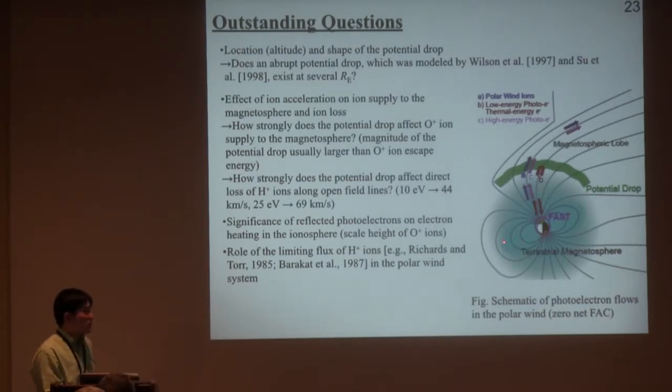And the role of the limiting flux of hydrogen ions, which was suggested by modeling studies in this polar wind system, will be important. In my speculation, this limiting flux may determine the flux of ions, and once the flux of ions is determined, the amount of electrons that can escape is determined. So to match the ion flux and electron flux, the potential drop is determined. This is my opinion, and it should be studied in the future. That's all, thank you.